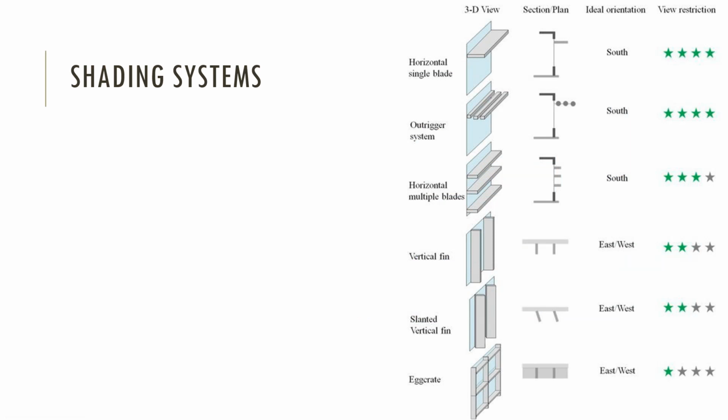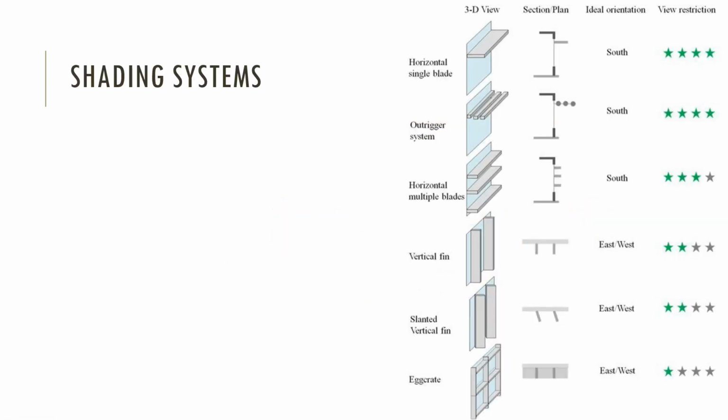The second aspect of designing with the sun is shading. You need to ensure you're going to have good shading during the summer season. There are different kinds of shading systems. These are the main ones. The horizontal single blade is also called an overhang. It's a horizontal shading system which works really well on the south facade. You can have multiple blades or louvers, which also work very well on the south facade.